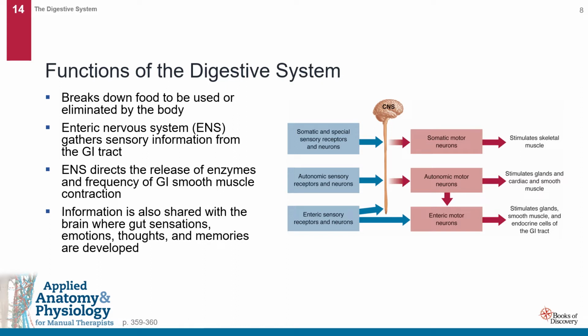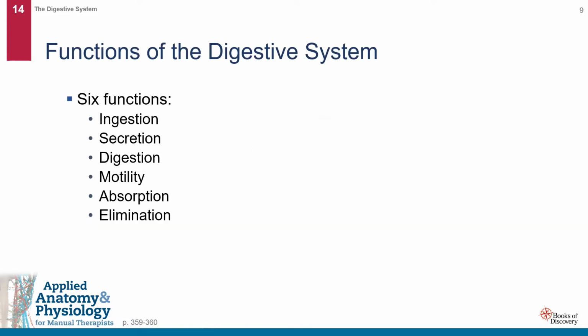Our illustration here shows the enteric nervous system. This is the brain of the gut, and it can function independently from the central nervous system as well as in response to autonomic nervous system regulation. There are 6 functions of the digestive system: ingestion, secretion, digestion, motility, absorption, and elimination.